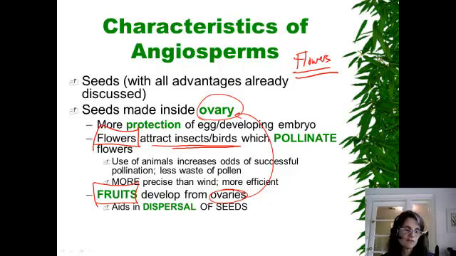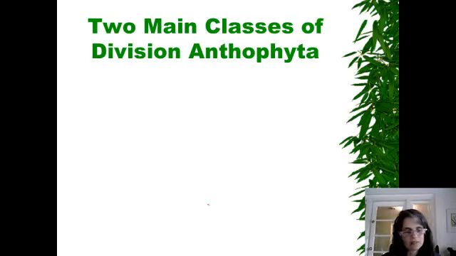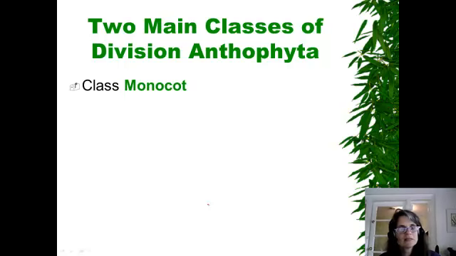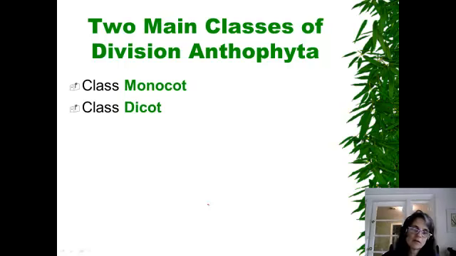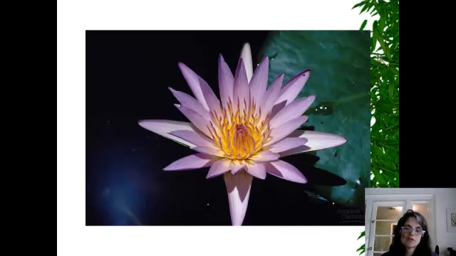There are all kinds of fruits. In this sense, a fruit is not always something we would want to eat necessarily. It's something that contains seeds. All right, there are two main classes. There are monocots and dicots, and I will try to explain to you some of the characteristics for each of those.